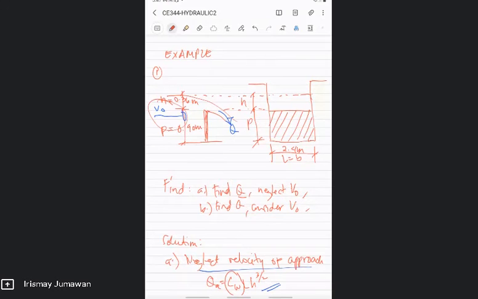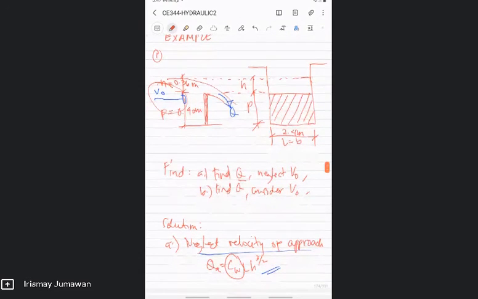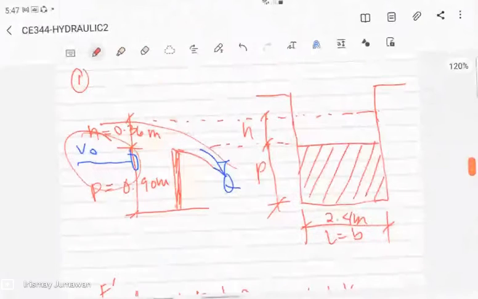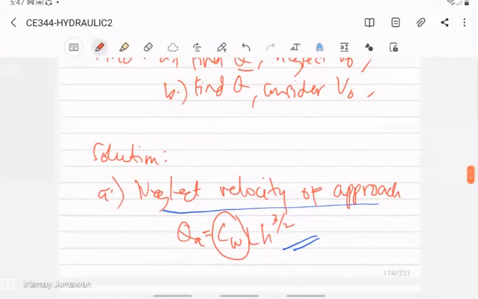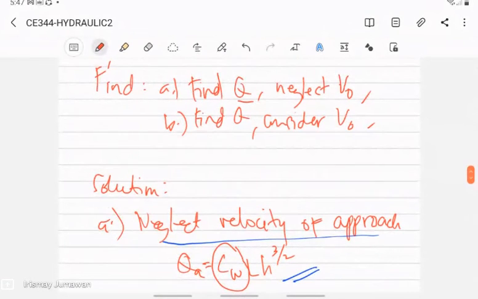If we neglect the velocity of approach, it is easier. So we have this formula, Q equals Cw times L times H to the 3/2. That is our formula in neglecting the velocity of approach. We need to determine the value of Cw. It was not given, so we have to go back.